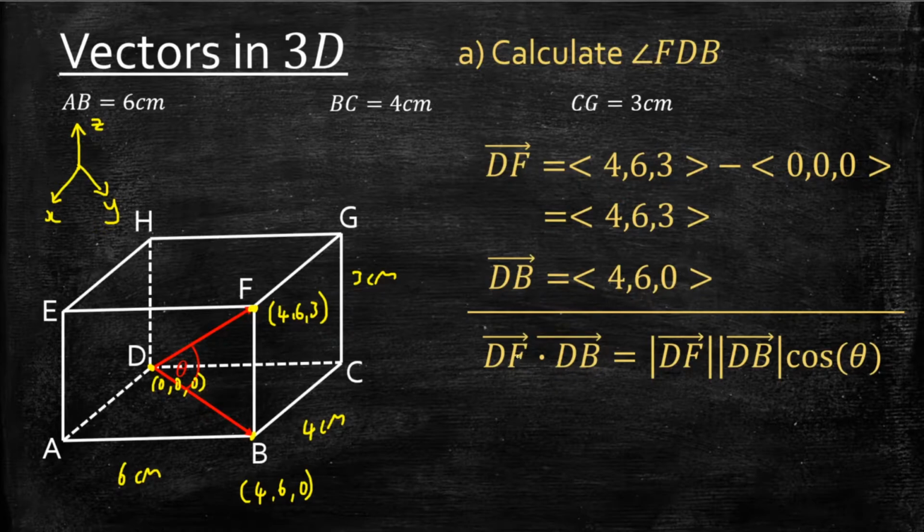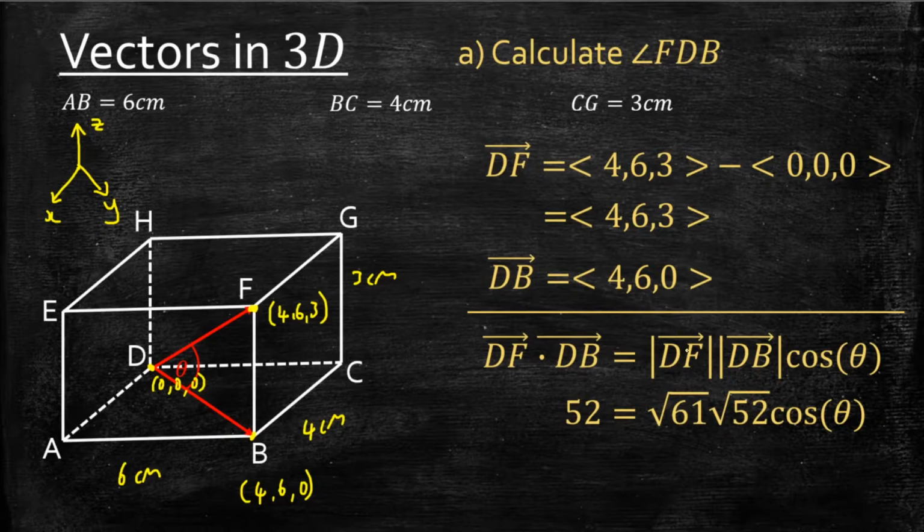Now we can use the dot product, which we learned before. So the dot product between DF and DB equals the modulus of DF times the modulus of DB times cos of theta. So that's what we're looking for, that angle theta. So we need to find out what the dot product between DF and DB is going to be. We're going to do 4 times 4 is 16, plus 6 times 6 is 36, plus 3 times 0 is 0, which gives us 52.